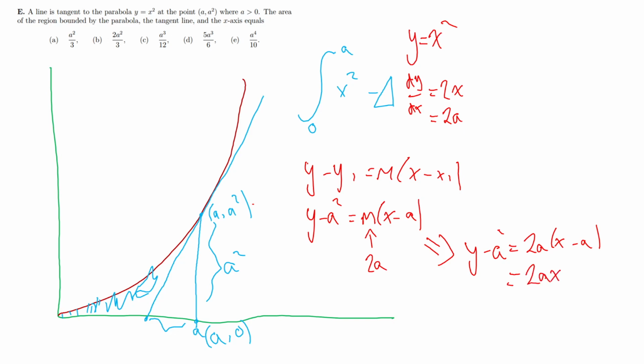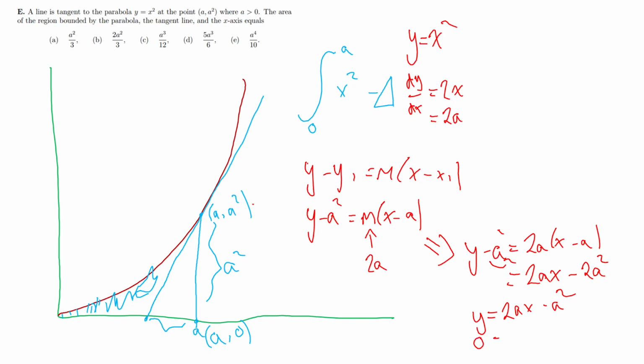2a multiplied by x is 2ax. 2a multiplied by minus a is minus 2a squared. Let's add this positive a squared to both sides. So we now have the equation y equals 2ax minus a squared. But we want to know, what is the value of x when our tangent intercepts the x-axis? The x-axis always has a y value of 0. So we just substitute in 0.